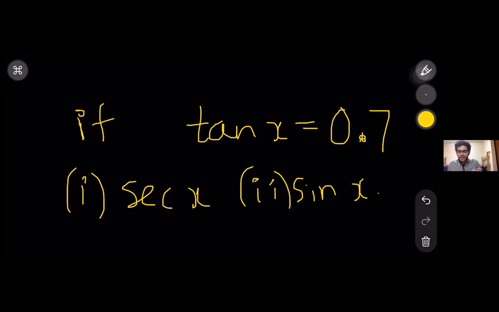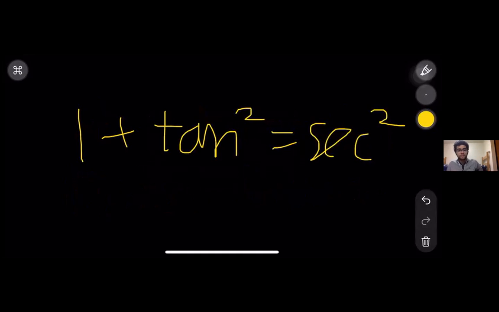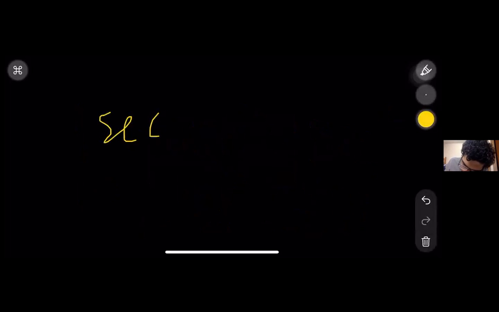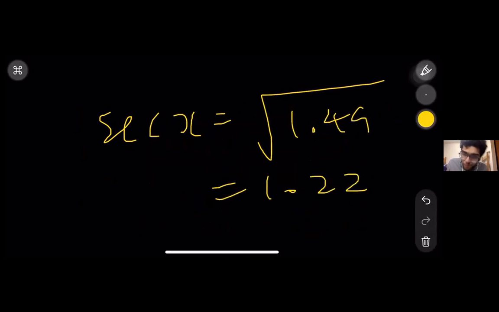So what is the identity? We'll use the second identity which says 1 plus tan squared is secant squared. That's the second identity. So we know what tan is. So this is 1 plus 0.7 squared is secant squared, because we know that tan is 0.7. So 0.7 squared is 0.49. So we know that 1.49 is secant squared. So secant of x is square root of 1.49, which is approximately 1.22. So this is the answer, 1.22.